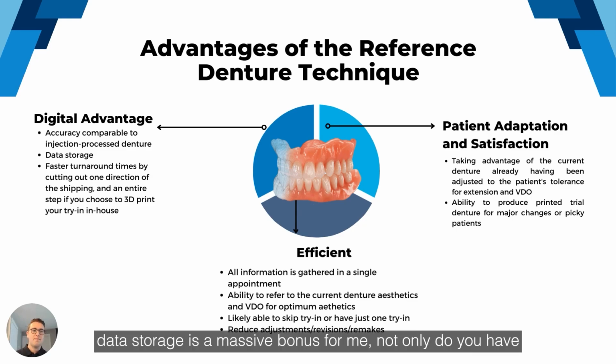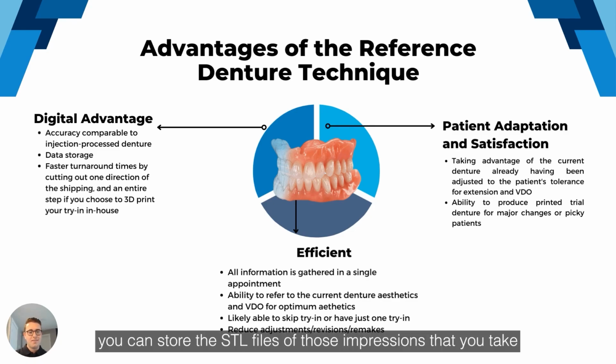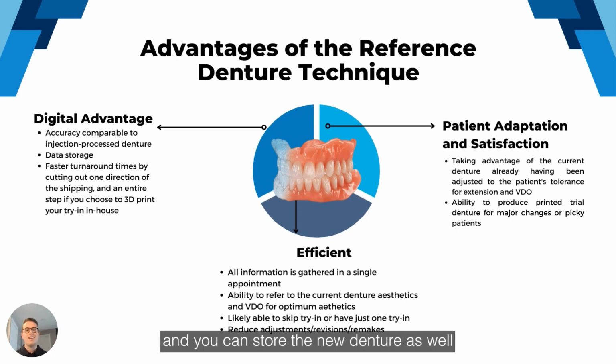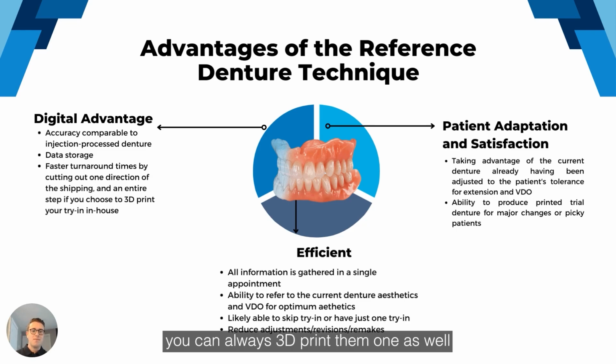Data storage is a massive bonus for me. Not only do you have this idea that you can store the STL files of their existing denture, you can store the STL files of those impressions that you take, you can store the bite, and you can store the new denture as well. So should they break their denture or have any sort of issue with their denture, you can just send it away to have one milled or mill it in-house, or if they're really in a pinch, you could always 3D print them one as well.